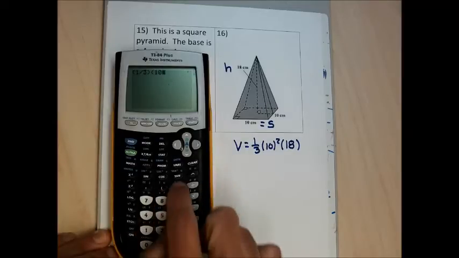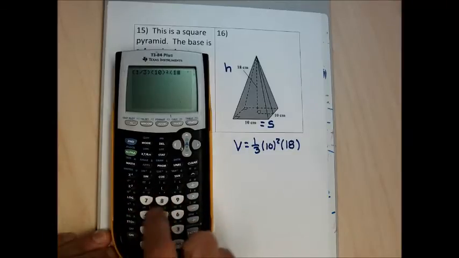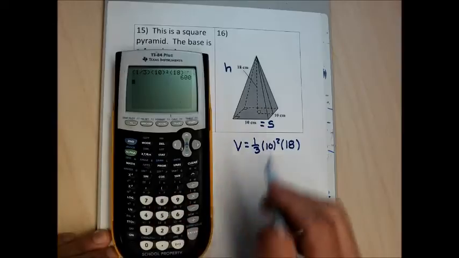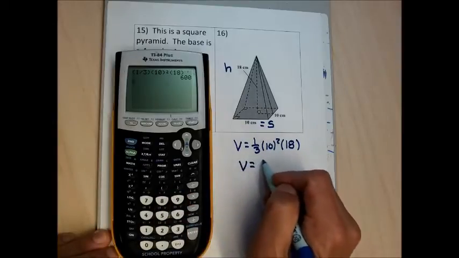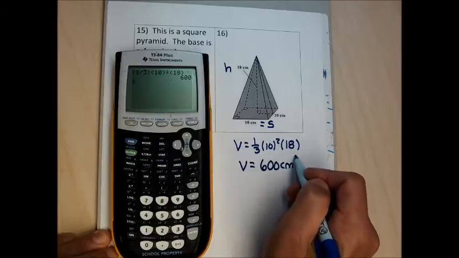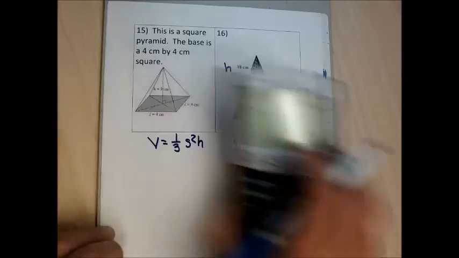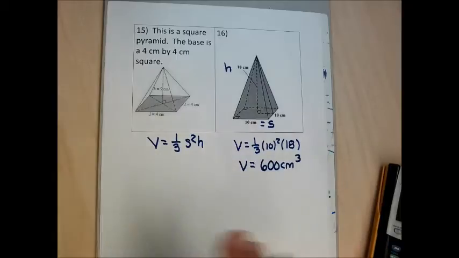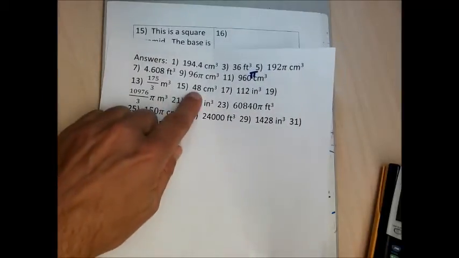If you have a different calculator, that's fine for this chapter as long as you can do the fractions on it, if you want to do the fractions on it. You're more than welcome to do all the algebra or arithmetic by hand. For problem 15, your answer is supposed to be 48 cubic centimeters.